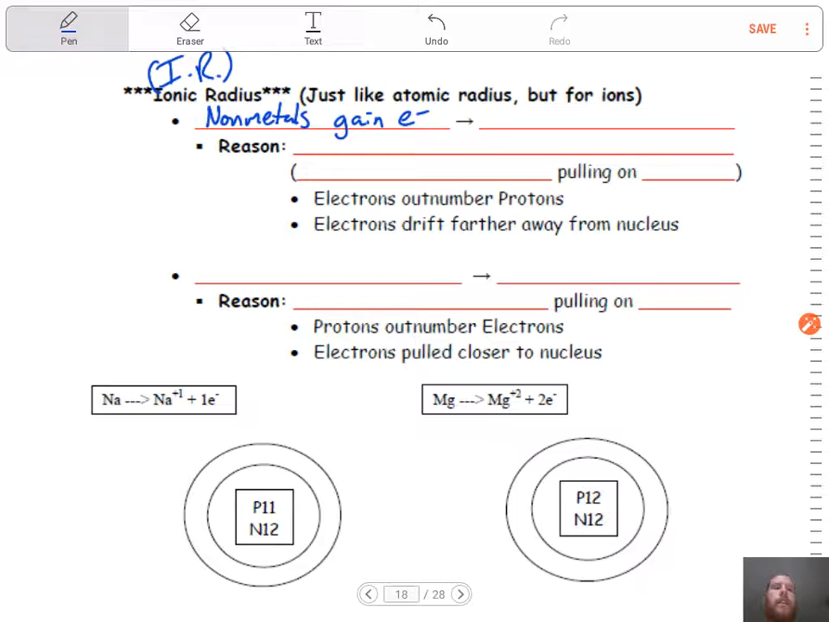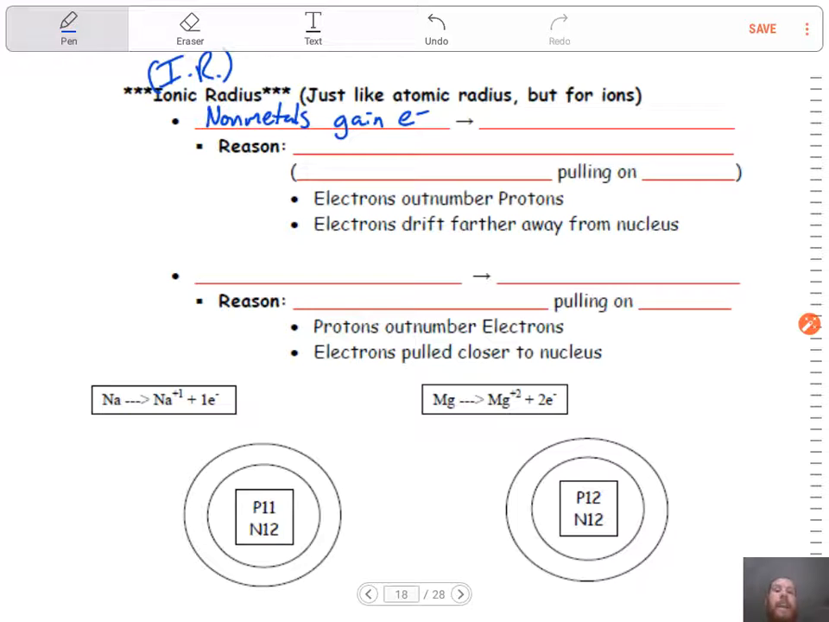Think about where they are. They're to the right of the staircase, so they have 5, 6, 7 valence electrons already, and we're trying to get to 8 as our magic number. So it's easier for them to gain 1, 2, or 3 electrons versus losing 5, 6, or 7. It should make sense that nonmetals are going to have a negative charge when they form ions.